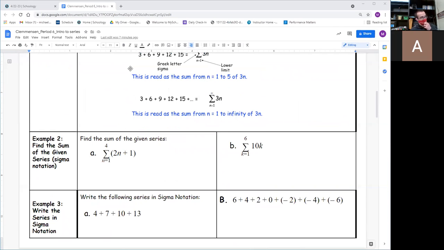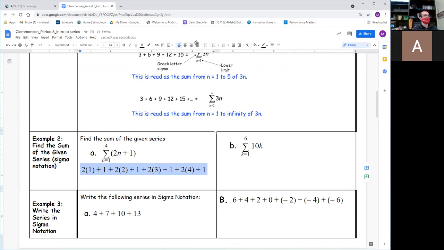First problem right here: find the sum of the given series. What we're going to do, just like we did up here, is plug in all of my numbers between 1 and 4. We're going to start with 1 over here and go all the way to 4 over here. Plugged in 1 right here, got 2 times 1 plus 1. Plugged in 2, plugged in 3, plugged in 4, all the way down. Then I simplify a little bit, and I solve and get my final answer of 24.